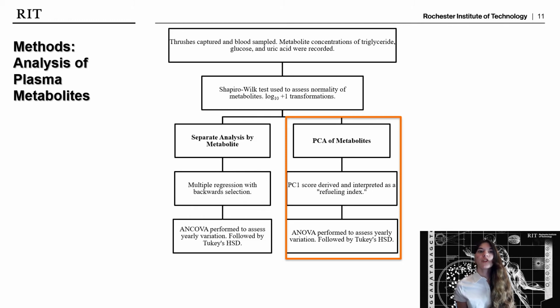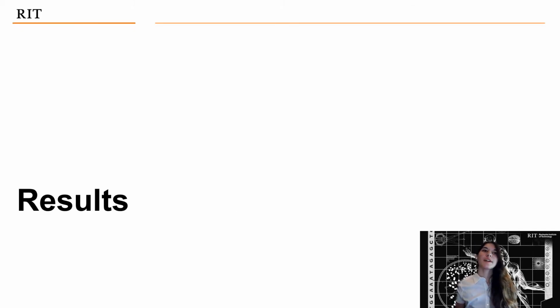We interpreted our first principal component score as a refueling index of birds at the stopover site. We then used ANOVA to see if there was significant variation in this refueling index across years. I will now move on to my favorite part of the scientific process, sharing the results.